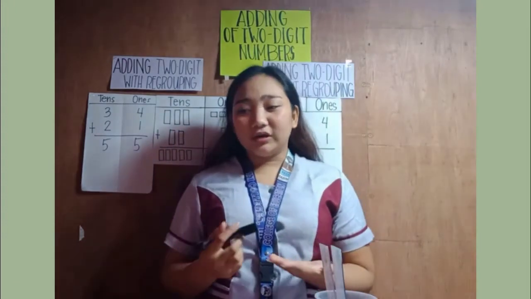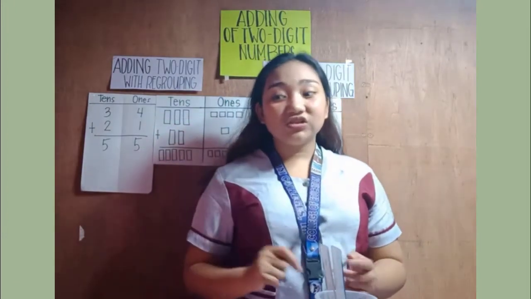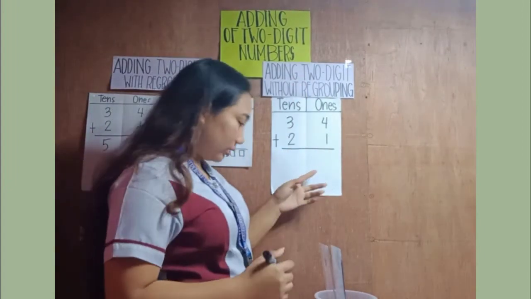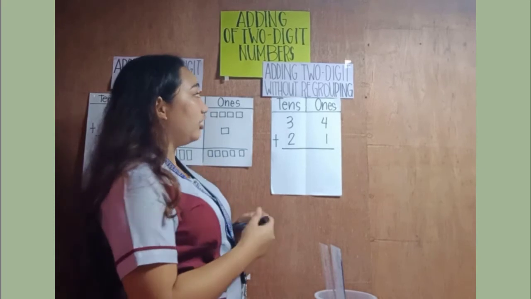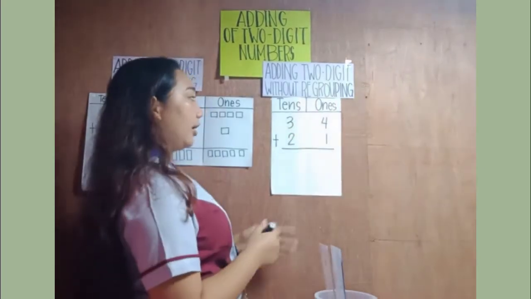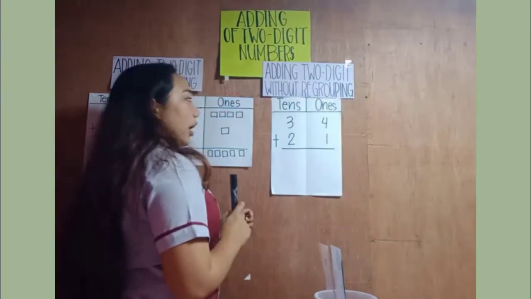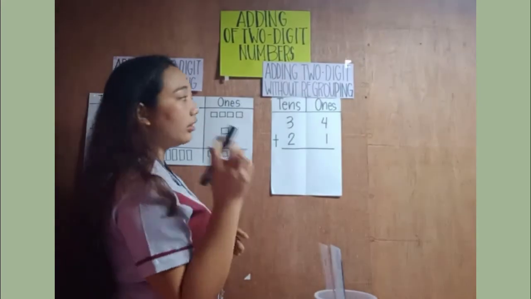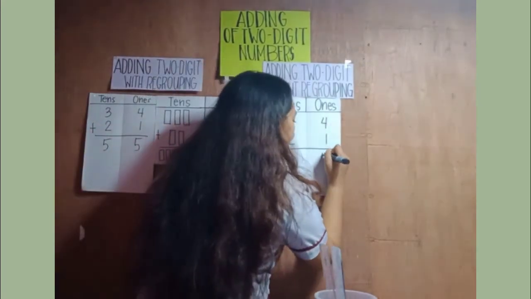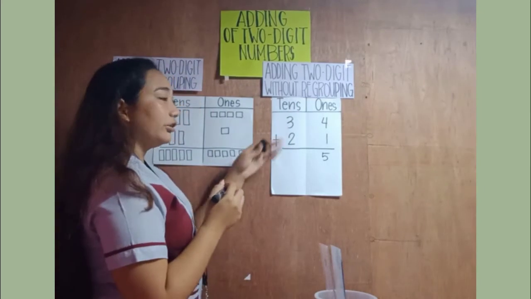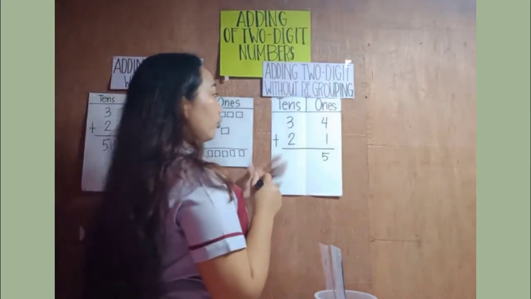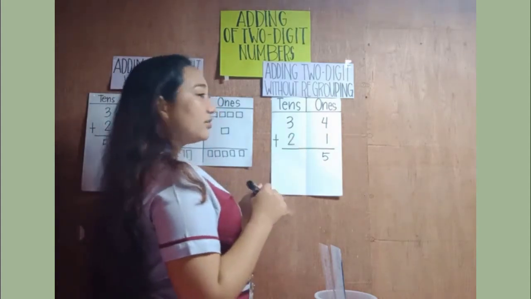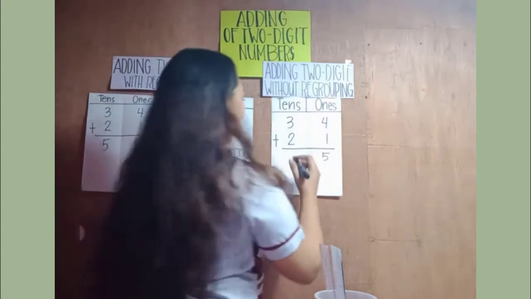But we can also get the sum by adding two-digit numbers without regrouping. So here is the method of adding two-digit numbers without regrouping. We're going to add the ones column, which is 4 plus 1. 4 plus 1 is equal to? Correct. This is 5. So 3 and 2 is in the tens column, so we will need to add this. 3 plus 2 is equal to? Correct. This is 5.